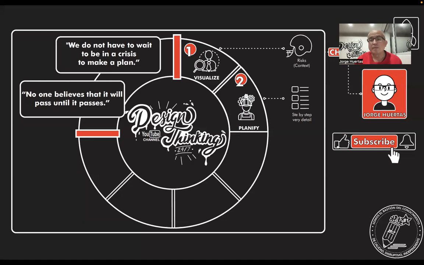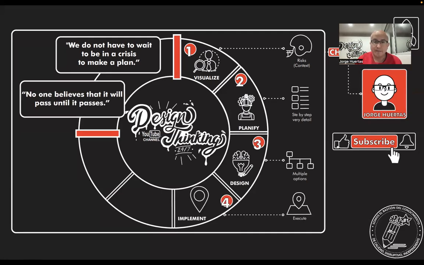When you visualize that risk, you have to be aware of how you can manage it. Of course, you have to design multiple options, not just one, because a problem doesn't have just one answer. It could have many different possible answers. So that is something very important as well.